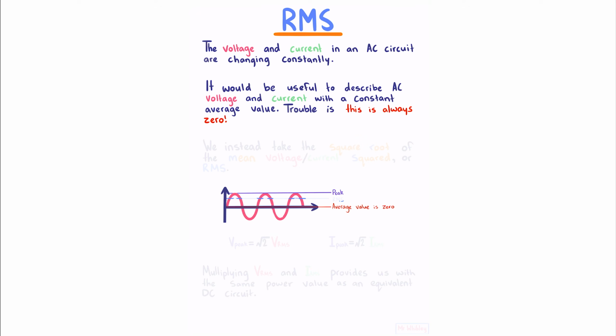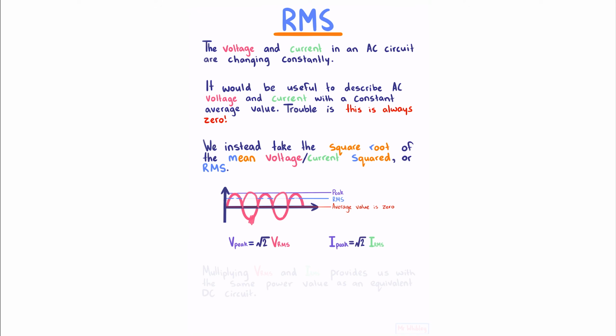To get a useful value, we instead take the square root of the mean voltage or current squared, which effectively just takes this bottom section here and makes it positive. This gives us what we call the RMS voltage. Our peak and RMS voltage and current values are proportional by the square root of 2. And recalling that power is current times voltage, multiplying V_RMS and I_RMS provides us with the same power value as an equivalent DC circuit.